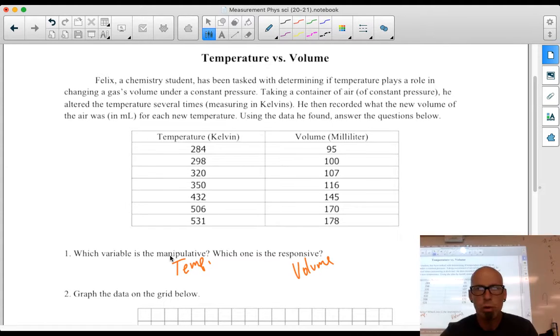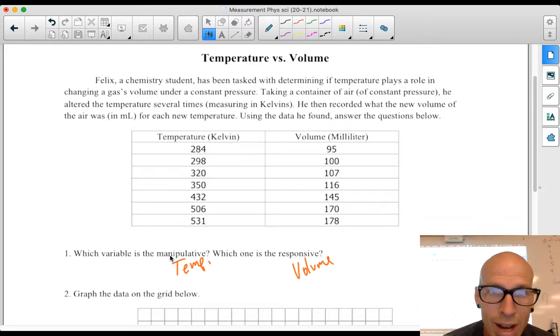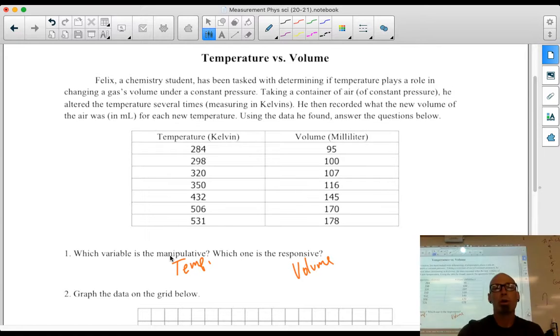Now, what happened was, I kept seeing on the graphs that many of you were still putting temperature on the vertical and volume on the horizontal, even though that's not what this says. If the manipulative is temperature, then that has to go on the horizontal. Manipulative goes on the X, M on the X. Responsive goes on the Y. R on the Y, M on the X.